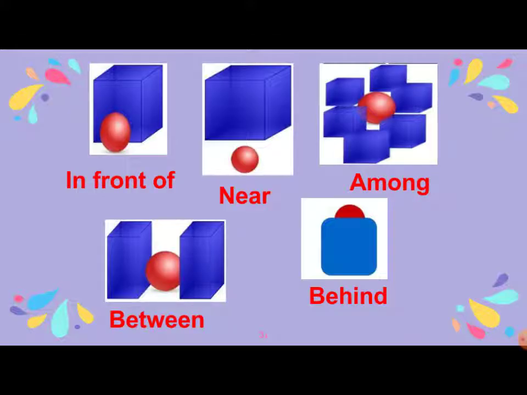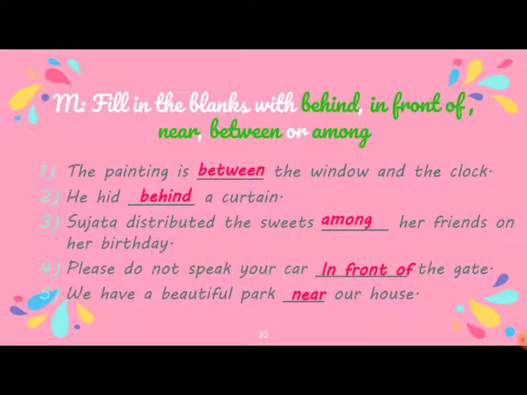Here we have another preposition, in front of and near. In front of means straight in front of the object. Near can be anywhere around but at a short distance. Among, when you have more than two objects, you are comparing it with more than two objects, then you will use among. But if you are comparing it between two, then you will use between. And we have one more preposition, behind. So let's use these words in the next exercise.